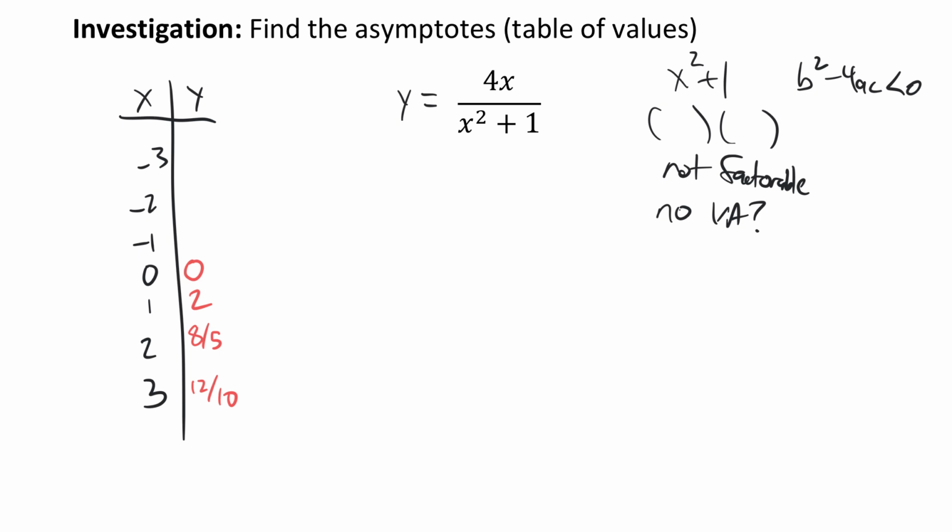Now let's go for the negatives. If you plug in -1, you should have -4 over 2, which will be -2. If you plug in -2, you should have -8/5 and -12/10, which is also -6/5. All right, let's go ahead and sketch these and see what we come up with.